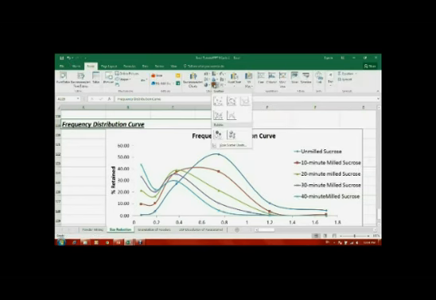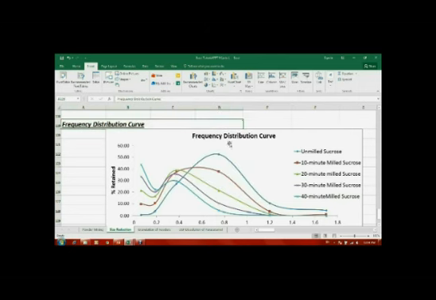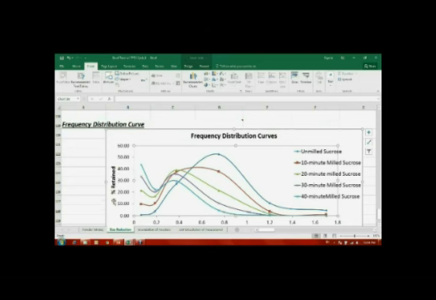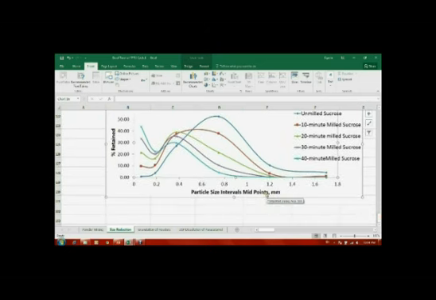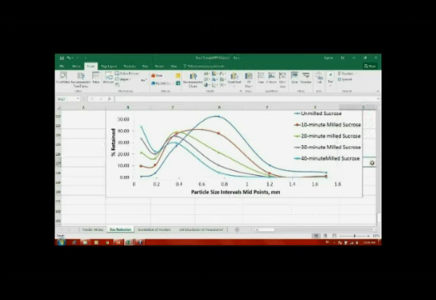These curves are plotted as percent retained versus particle size intervals midpoints. Plot all samples on the same chart. Again, use scatter charts with smooth lines and markers.